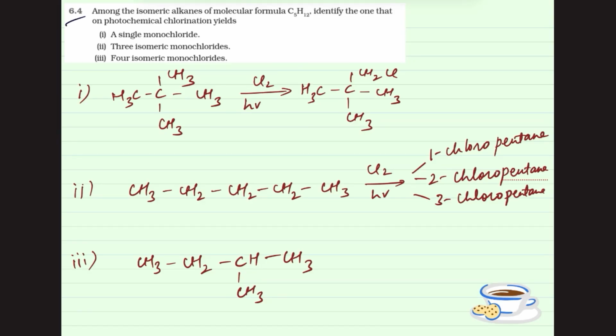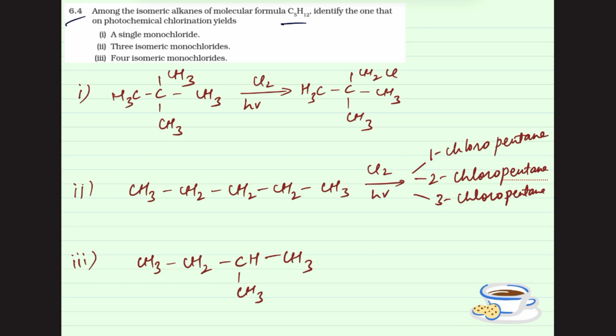Intext question 6.4. Among the isomeric alkanes of molecular formula C5H12, identify the one that on photochemical chlorination yields: first one, a single monochloride; second one, 3 isomeric monochlorides; and third one, 4 isomeric monochlorides.